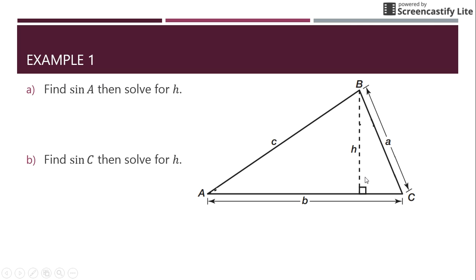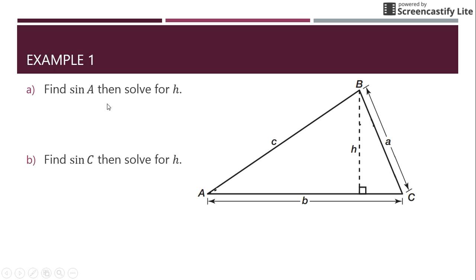Remember last time we had this issue that we didn't have the height, and so we used sine to help us figure out what the height is. I'd like you to go ahead and take a moment to find the sine of angle A, then solve for H, then find the sine of angle C and solve for H. Hit pause and then hit play when you're ready to keep going.